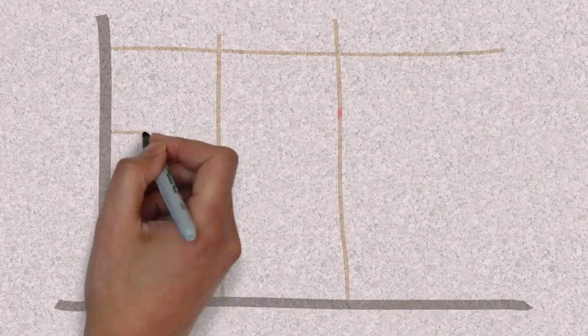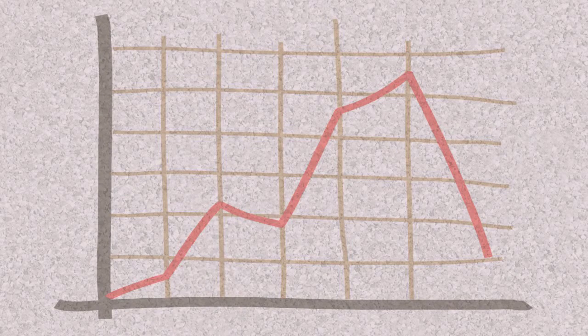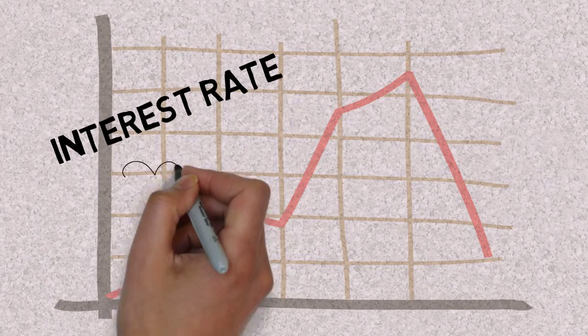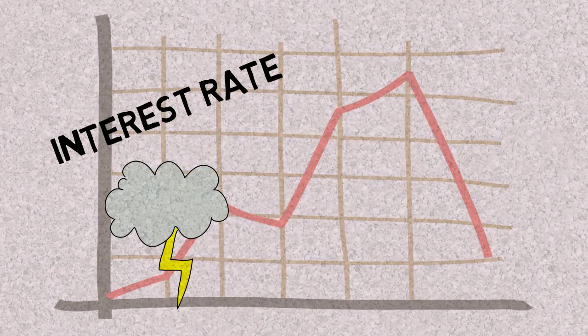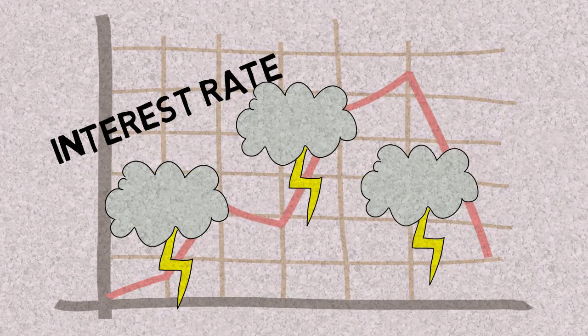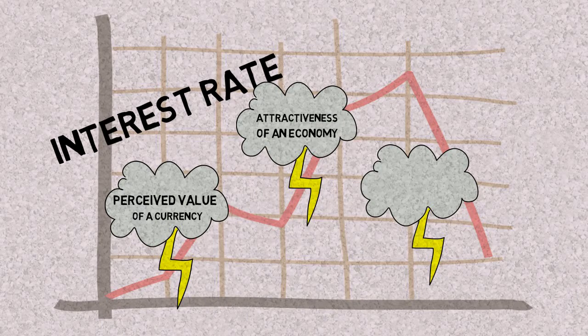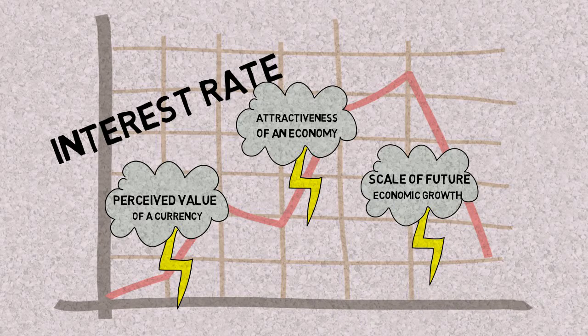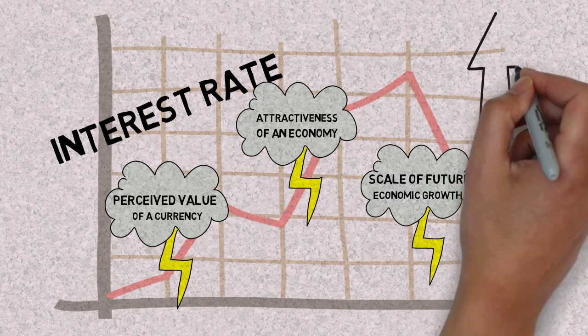Out of all of the mentioned factors, interest rate decisions or news related to interest rates normally affect the market the greatest. This is because interest rates are probably the biggest element in determining the perceived value of a currency, the attractiveness of an economy, and the scale of future economic growth. The higher a country's interest rate, the more likely its currency will strengthen.